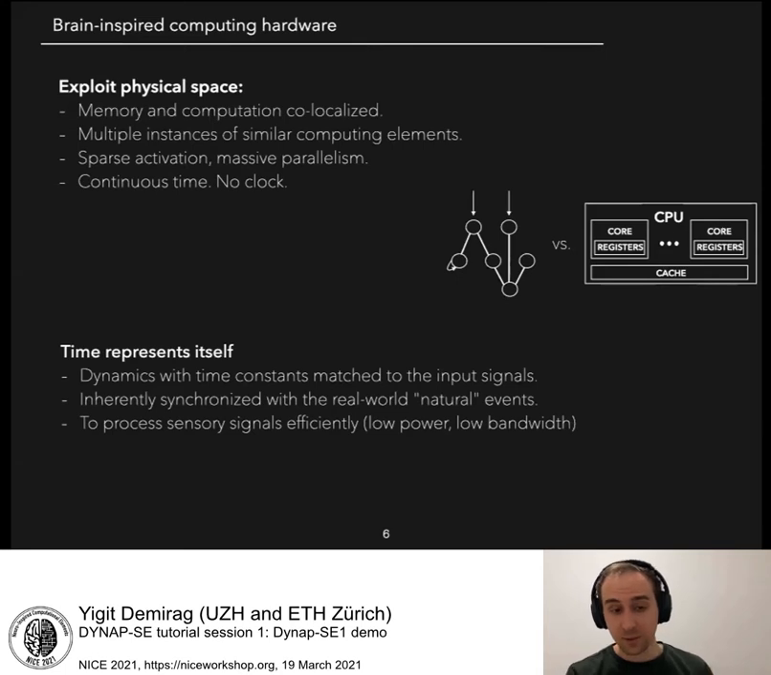There's no time multiplexing either. We put resources on chip, as many as required. And since we are working with spikes and inhibitory feedbacks, almost always the activation in the circuit is really sparse. And there's no clock in the circuit. Everything works, as I said, in continuous real time, which we call the time representing itself.